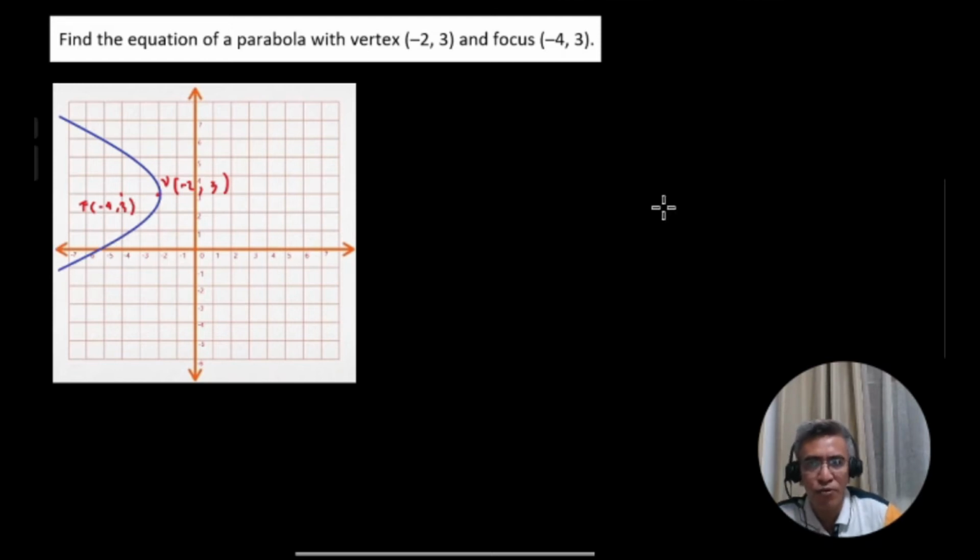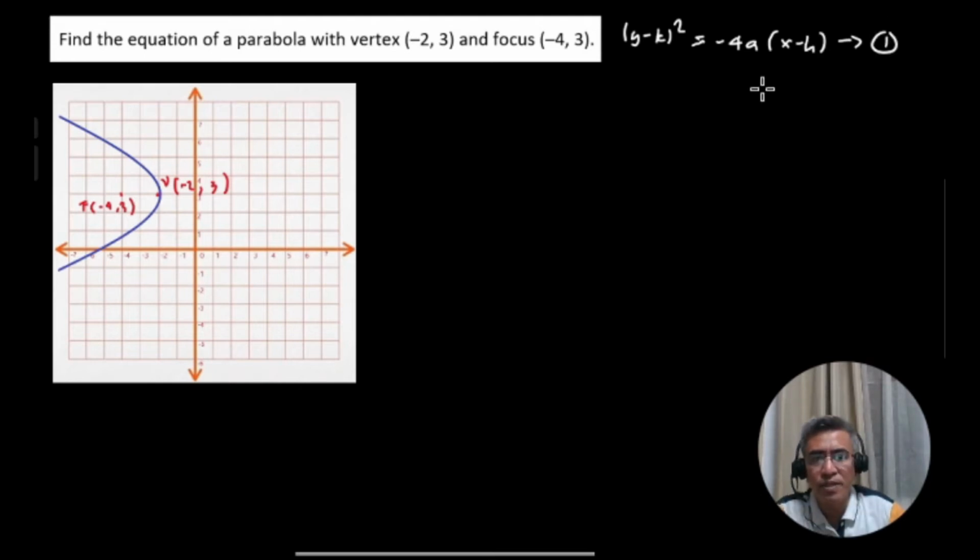And the formula for a parabola which is opening to the left, that's y minus k squared is equal to negative 4a times x minus h. And this is the equation of the parabola. And h comma k is the vertex. And we have now the vertex, which is negative 2 and 3. And the unknown for this equation is the value a.